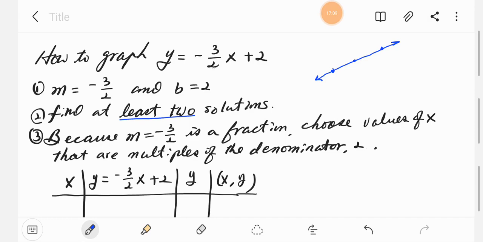Okay, now in this case, the coefficient m is a fraction, negative 3 over 2. So when we select the x values, why don't we find the multiple of the denominator too? So we don't have a fraction. So in this case, let's find the values that are a multiple of 2. So you can select 0, 2, or 4, or you can select negative 2. Actually, it doesn't matter, right? So we will use multiples of 2 for the x values.